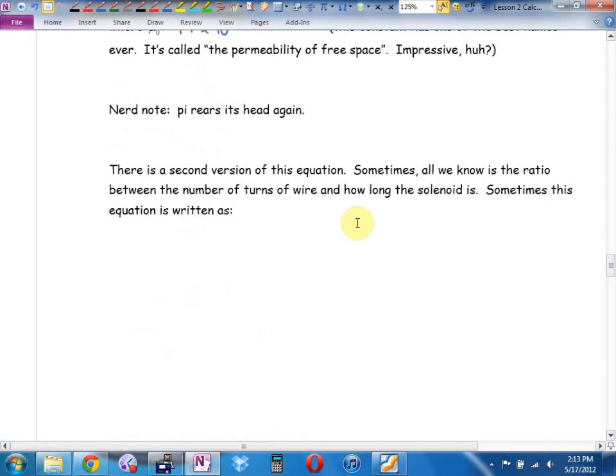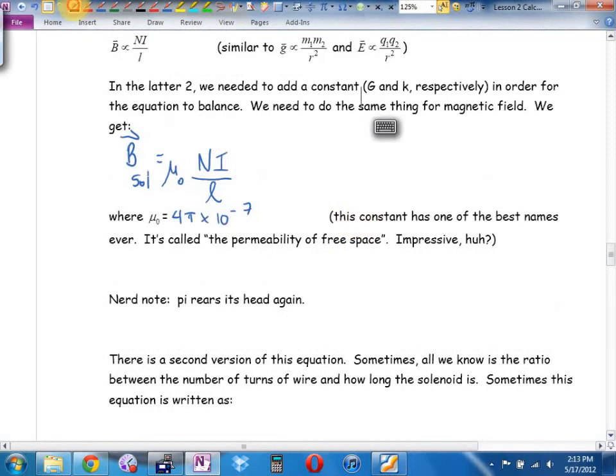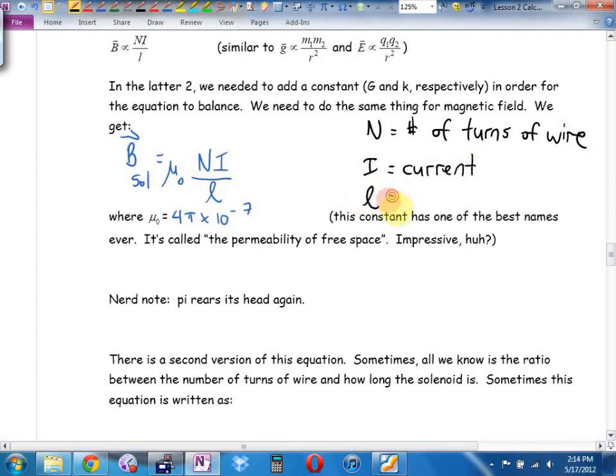There is a second version of this equation. Oh, by the way, where n is the number of turns of wire, I equals the current, and L equals the length of a solenoid.